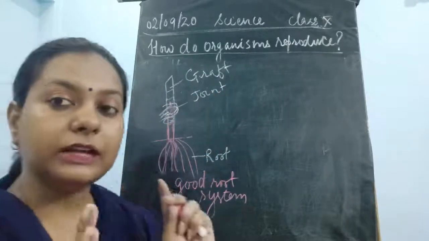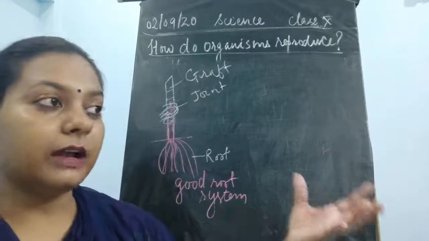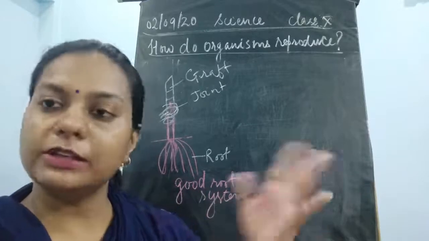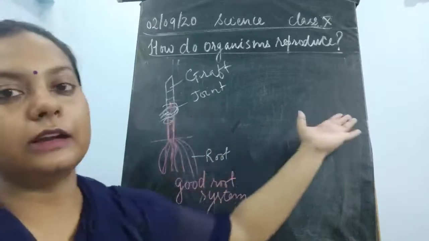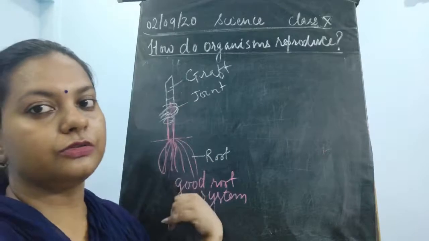But remember that the variety should be the same. It is not that we take a mango tree and a rose tree and join them. This is not going to join because the tissues would be different, so they are not going to join. So we will take one graft and transplant it over this good root system.